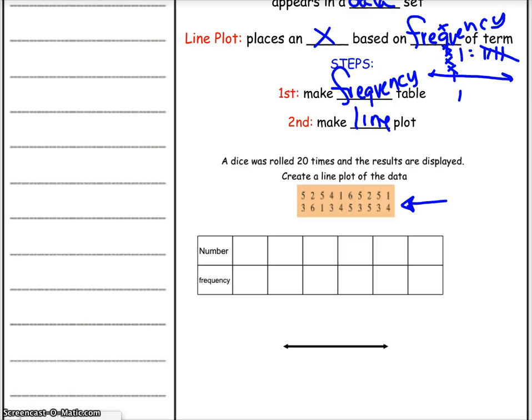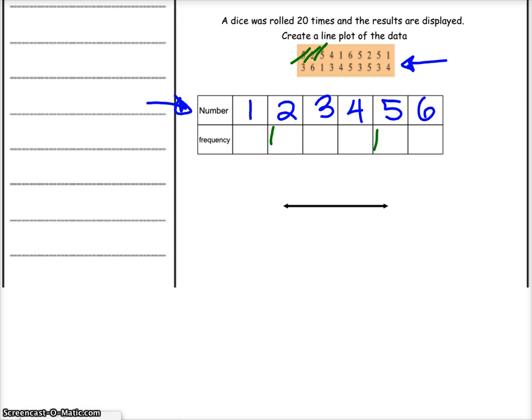So I skim through and I say, okay, what numbers am I dealing with? What should I do to fill the top up? And if it's a dice, clearly it's 1 through 6. And now I want to start tallying. So I have a number 5, so I put a tally. A number 2, I put a tally. Another 5, put a tally. A 4, tally. A 1, tally.